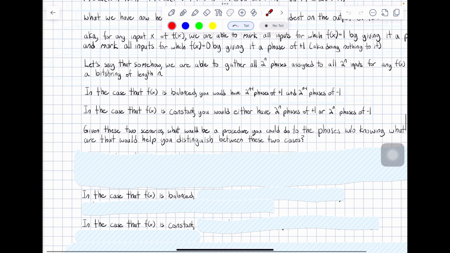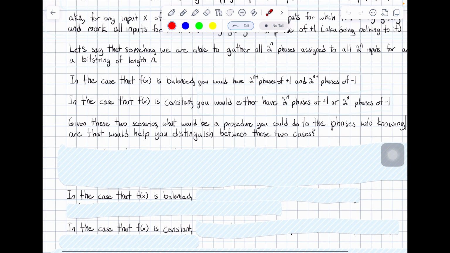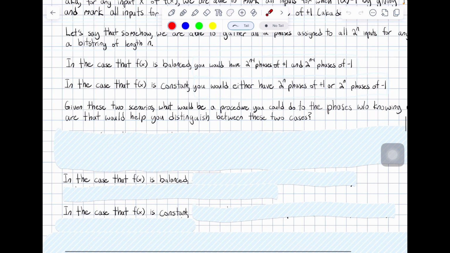That's what I mean to clarify. Anyways, in the case that f of x is balanced, you would have 2 to the n minus 1 phases of +1 and 2 to the n minus 1 phases of -1. In other words, half the phases would be +1 and half the phases would be -1, right?